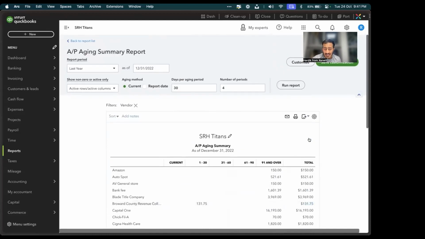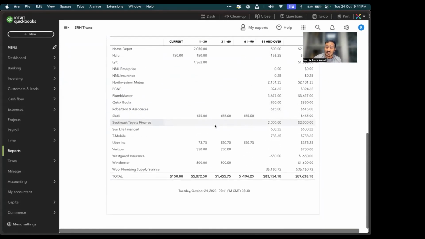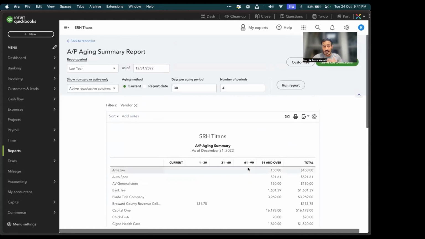So whatever this report tells me is all the vendors which were due as of 12/31/2022, and even as of today, these vendors are showing this much balance to me, right? This is how I generate this aging summary report, and that's how I look at it.